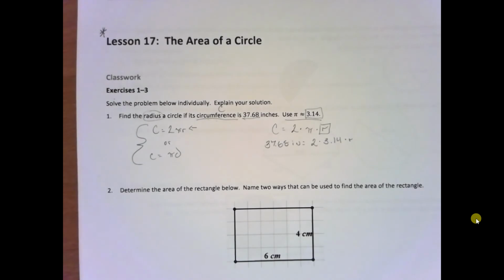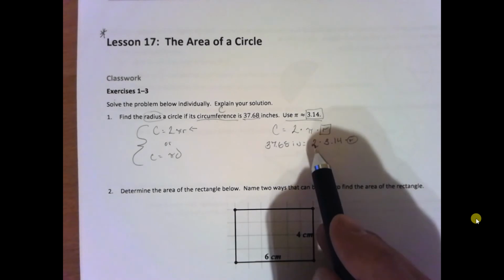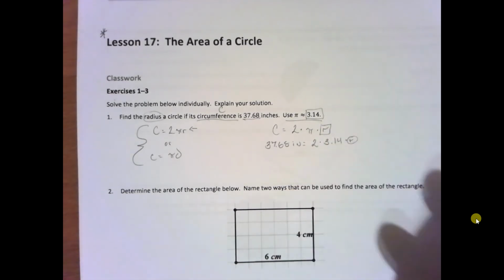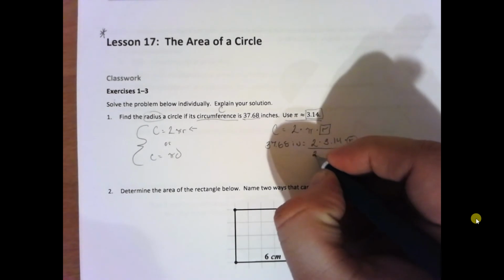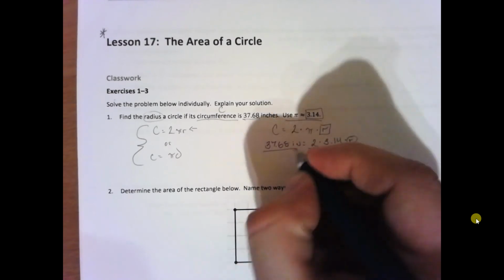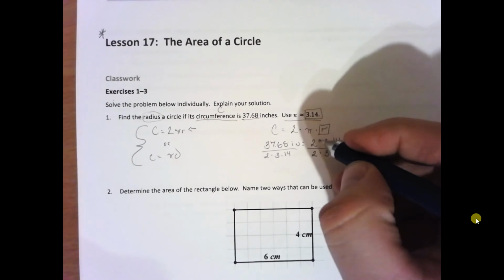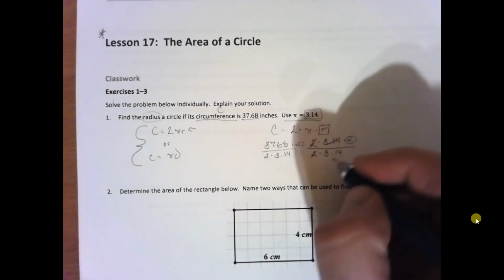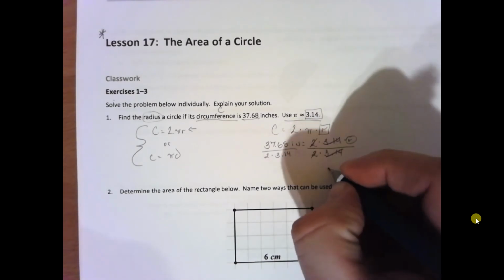Now, we've talked about this before. In order to solve for a variable, we have to use the inverse operations that are being used in the problem. Now, this is 2 times 3.14 times r. So the inverse of multiplication will be division. So we're going to divide both sides by 2 times 3.14. Now we have 2 divided by 2 is 1, and 3.14 divided by 3.14 is 1. So we get left with r equals.